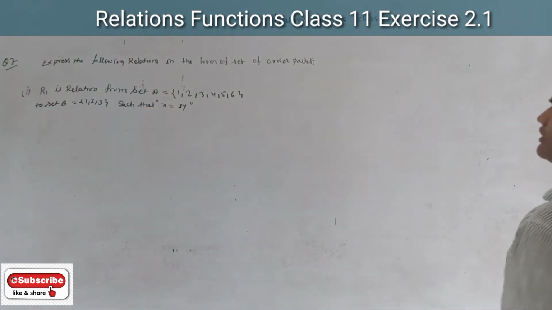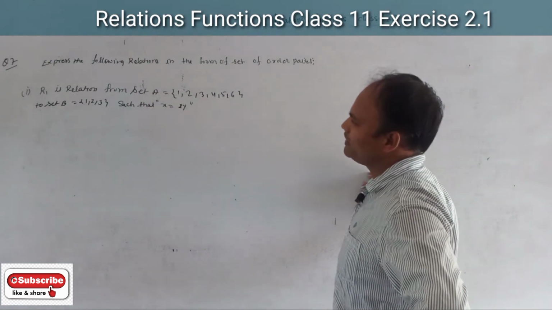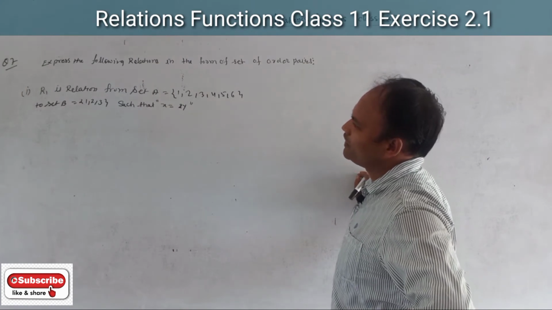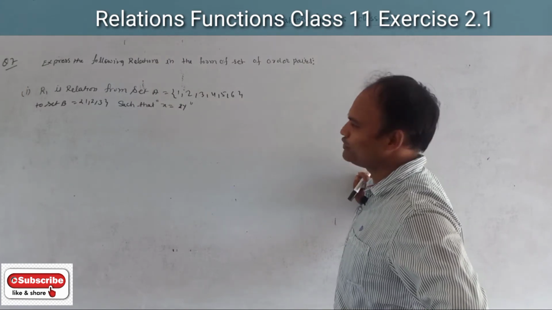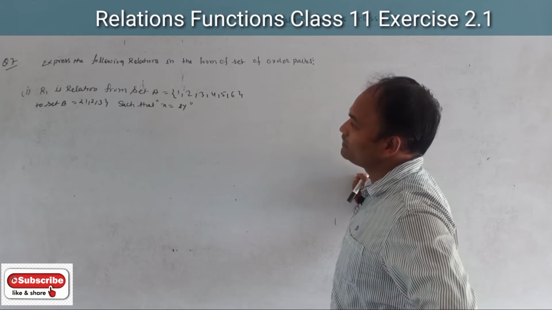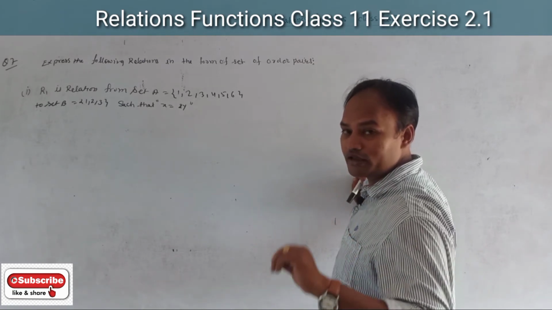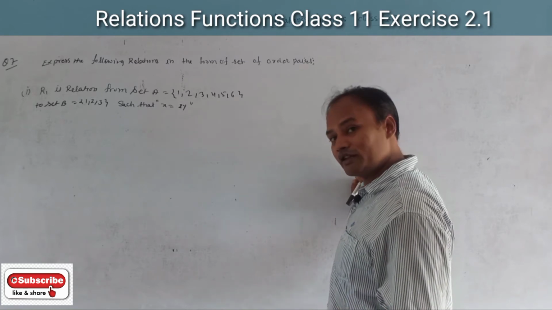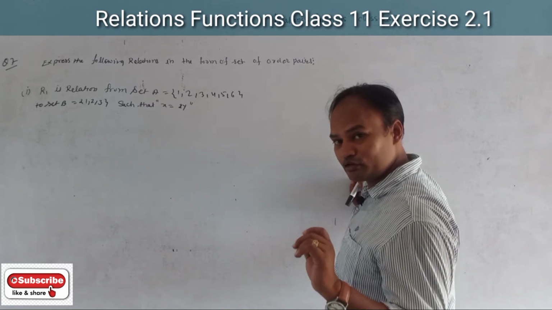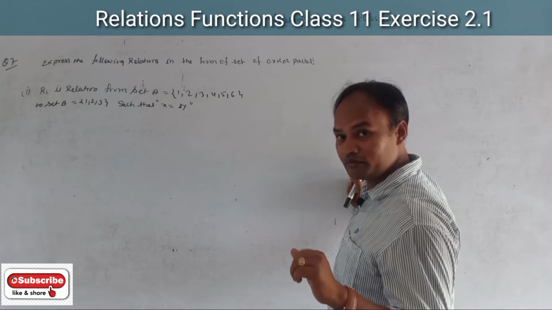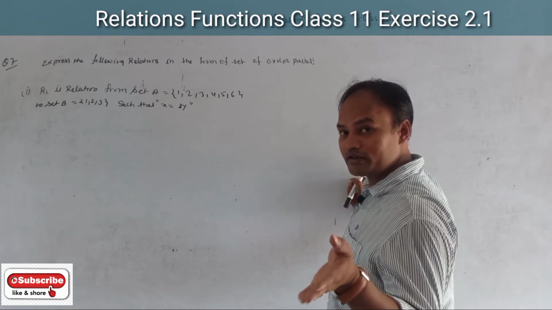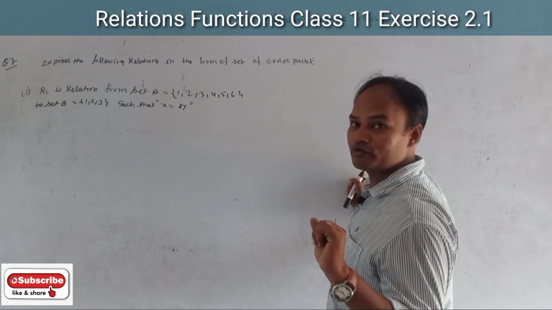So R1 is a relation from set A. Set A is given 1, 2, 6. And what about set B? Set B is 1, 2, 3, such that x equal to 2y. Let's think about it. x equal to 2y means x is double of y. Always x is double the element of y.